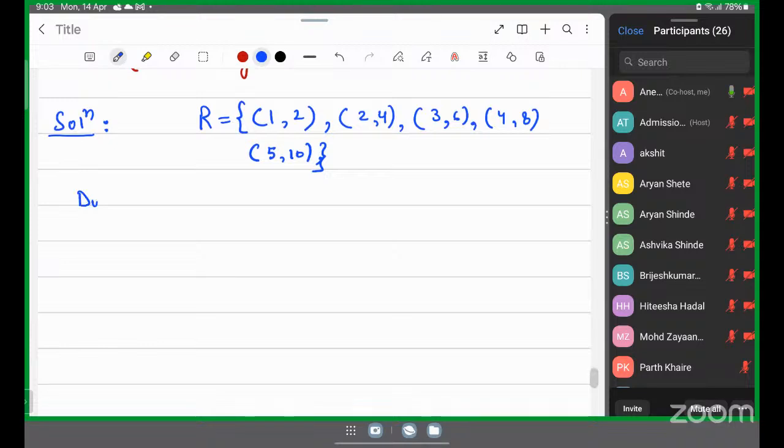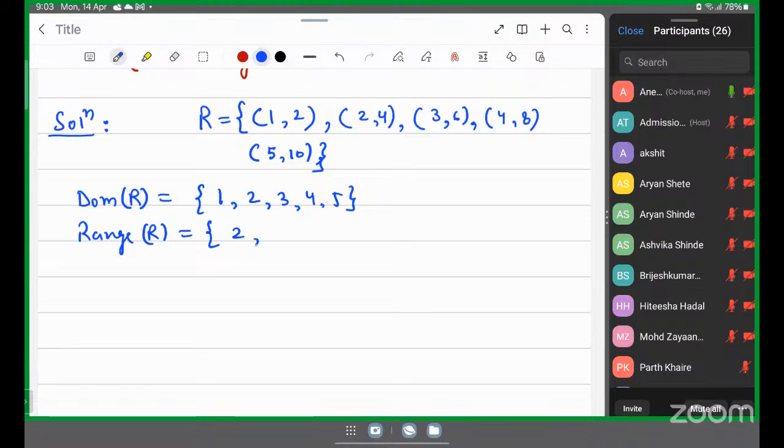Now we can find out its domain. Domain of relation R is the first element of the ordered pair. So this will be 1, 2, 3, 4, 5. What will be the range for relation R? Range is the second element: 2, 4, 6, 8, 10.